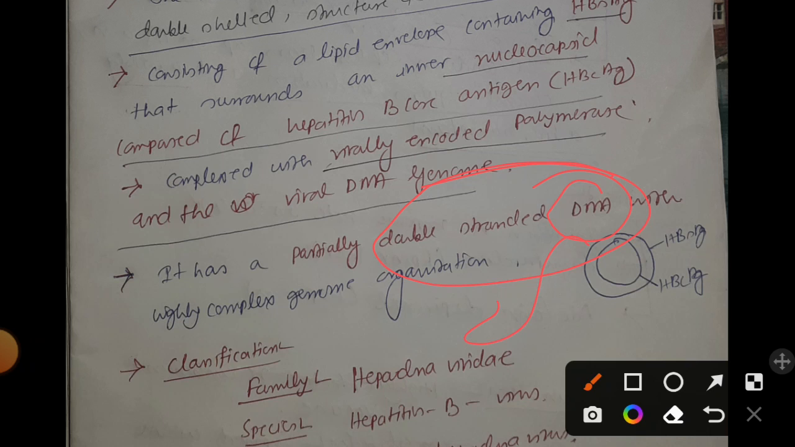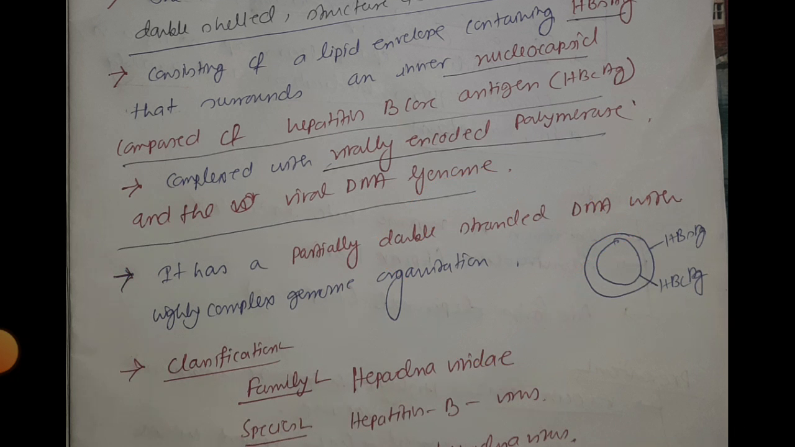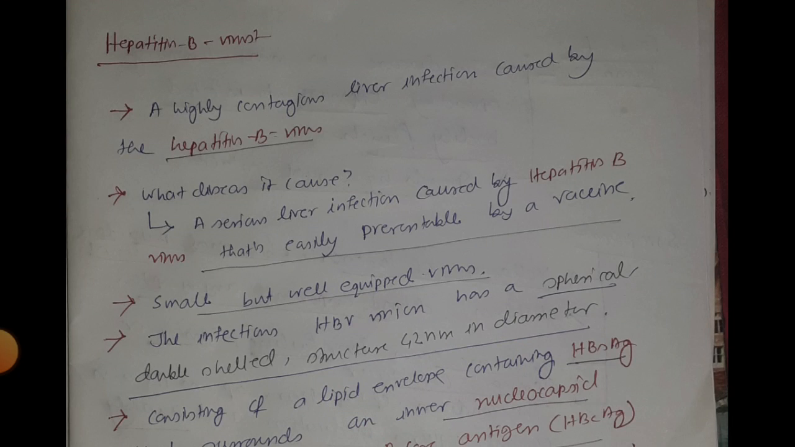Because DNA does not undergo as much mutation as RNA does, because the RNA dependent RNA polymerase does not possess any kind of proofreading activity, but DNA polymerase does, right? So that is the reason the presence of DNA and the presence of three kinds of antigen help us to easily make a vaccine.